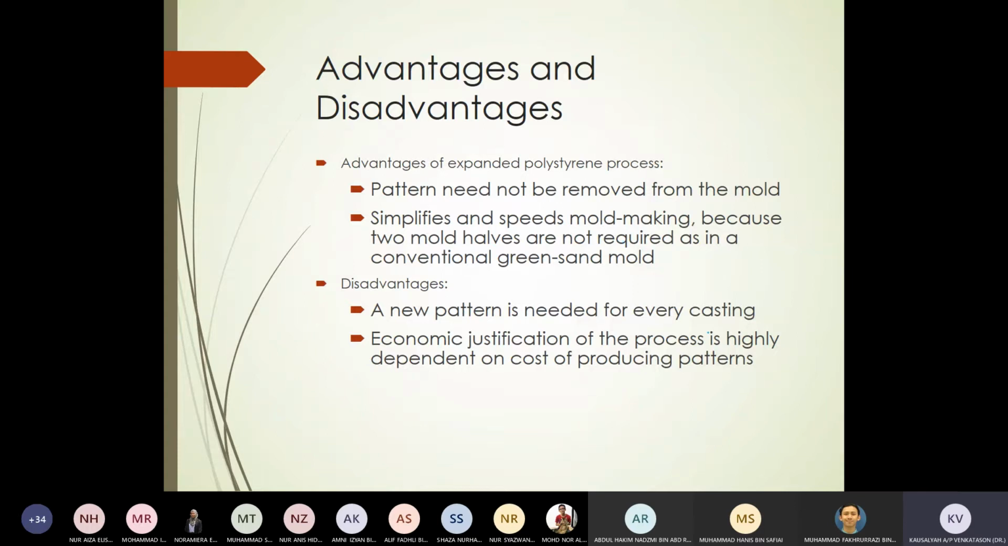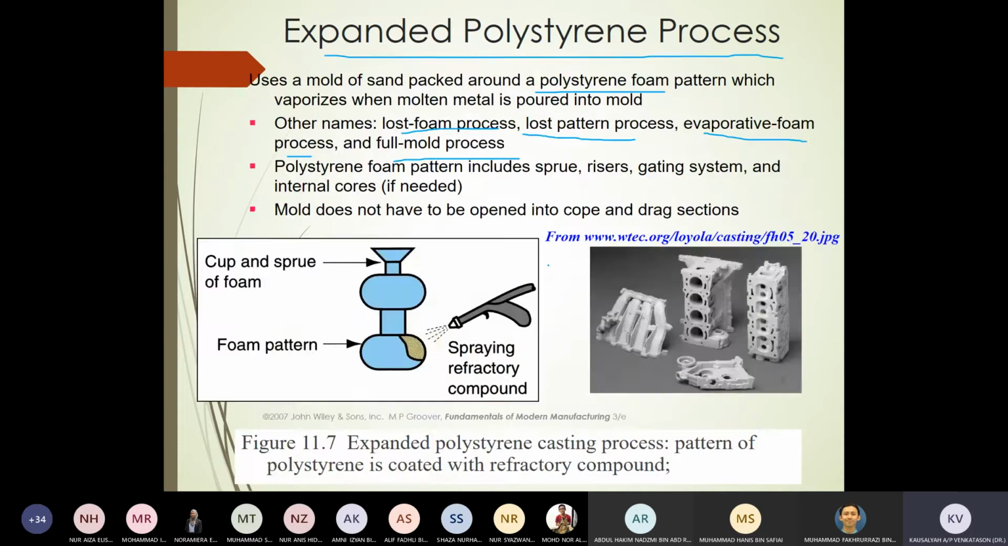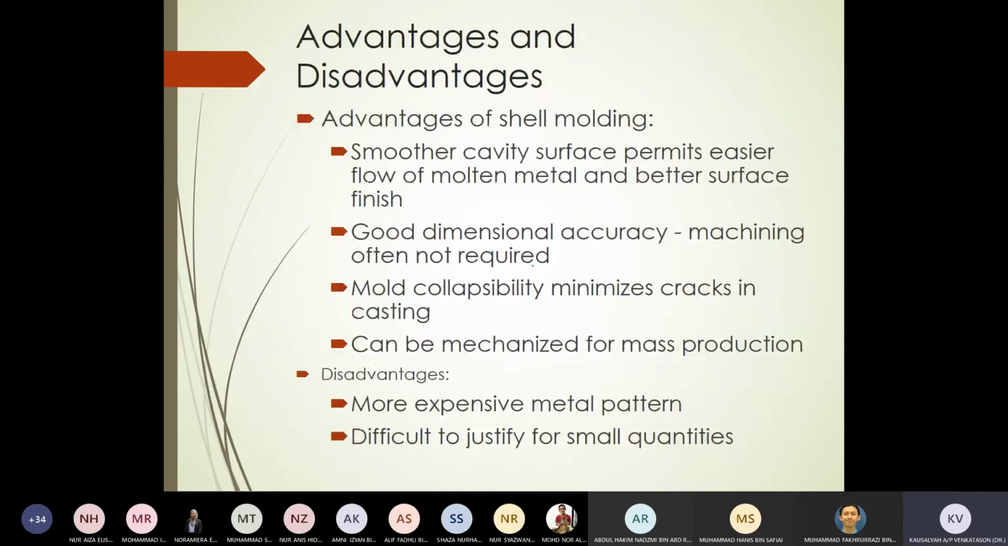A new pattern is needed each time you want to cast. Economic justification of the process is highly dependent on the cost of producing patterns. And to add on, the smoother cavity surface also permits easier flow of metal and better surface finish. So this particular advantage is applicable to lost foam.